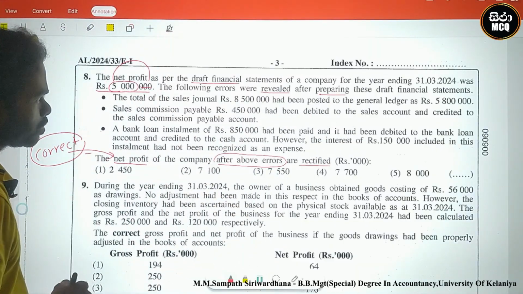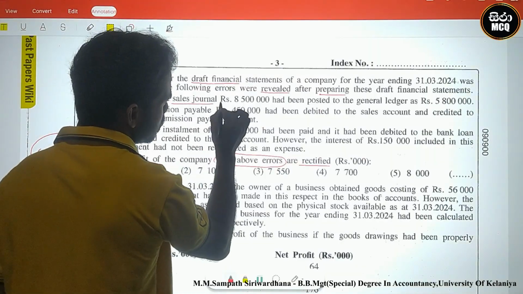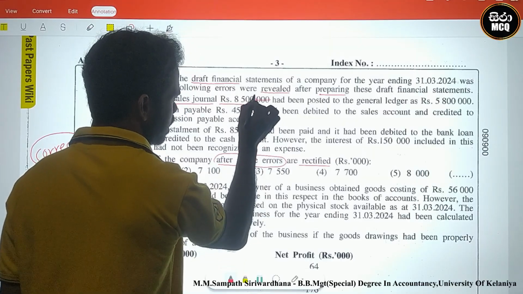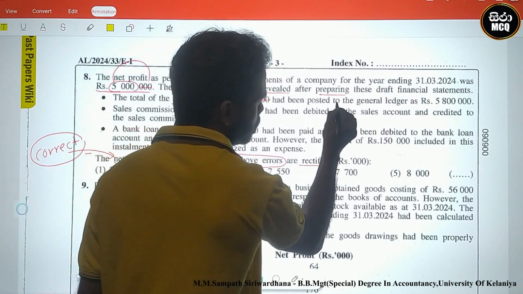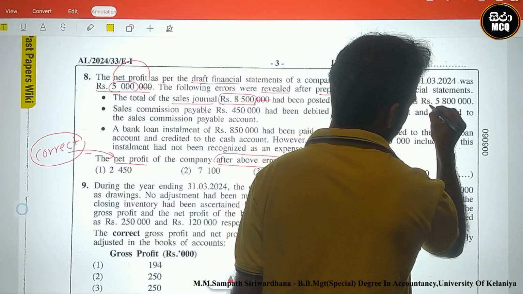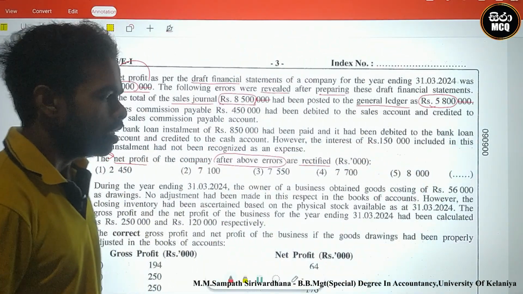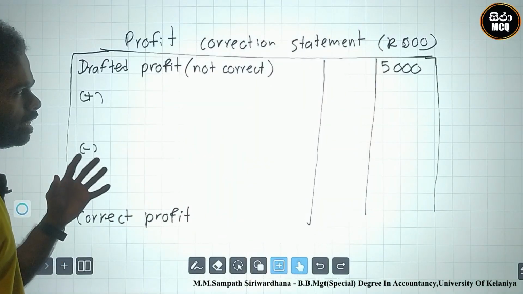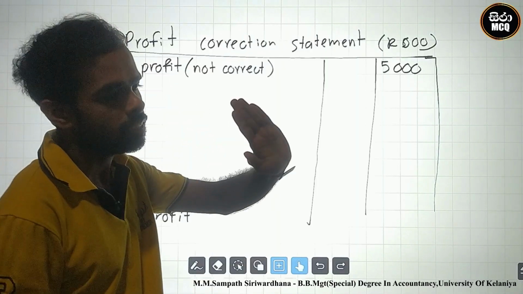These are the errors. The total of sales journal 8,500, I said 8,500, had been posted to general ledger as rupees 5,800. This is the guideline. Okay, at this stage, this is the profit correction statement.